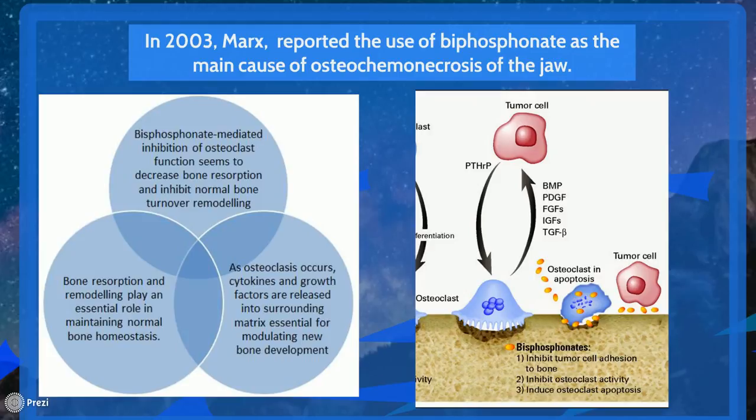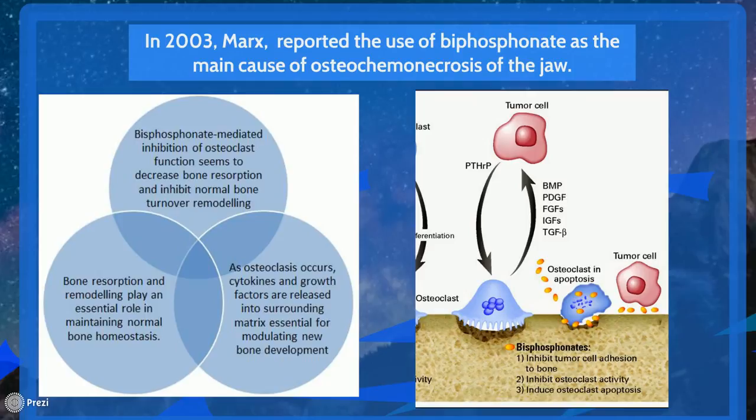Bisphosphonate-mediated inhibition of osteoclast function seems to decrease bone resorption and inhibit normal bone turnover remodeling. Bone resorption and remodeling play an essential role in maintaining normal bone homeostasis. As osteoclasis occurs, cytokines and growth factors are released into the surrounding matrix, essential for modulating new bone development.